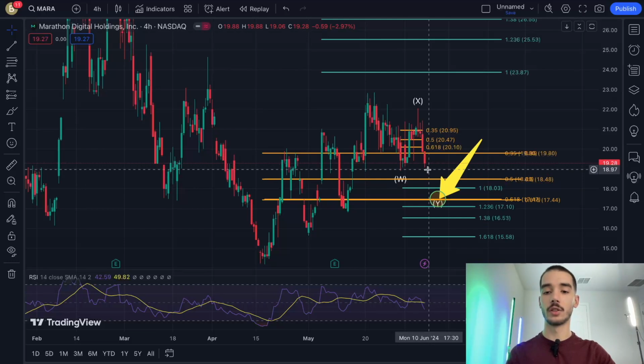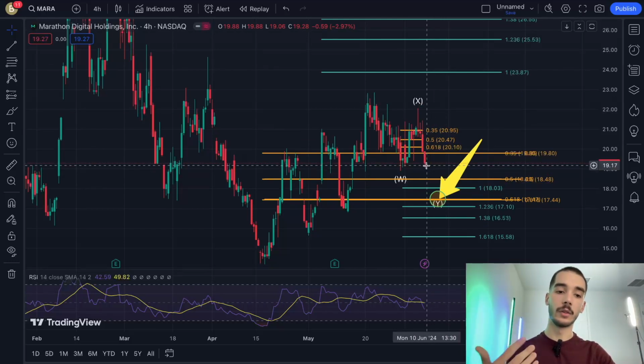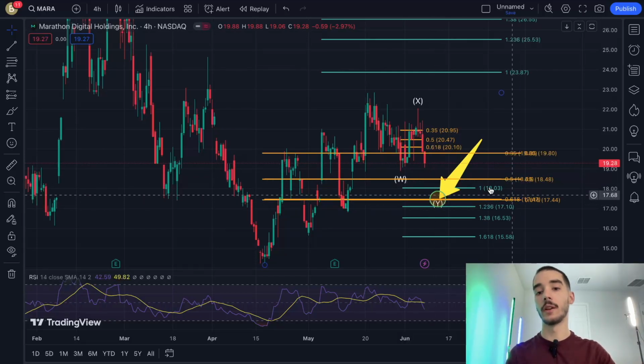I'll be a much more patient trader. I wouldn't mind if this rallies from here, just because you gotta have a trading plan and you gotta always stick with your trading plan. For me, that's gonna always be 0.5 and 0.618.